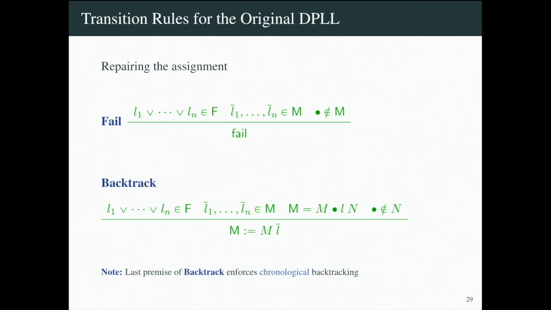This is a basic DPLL algorithm, but modern solvers are a little smarter. They use something called CDCL, which stands for conflict-driven clause learning, and so we need a few more rules to model that. So instead of the backtrack rule, what we do is when there's a clause that's not satisfied, we put it in this special state called C, which is for conflict. Okay, and then what we're going to do is we're going to try to learn something from this conflict.